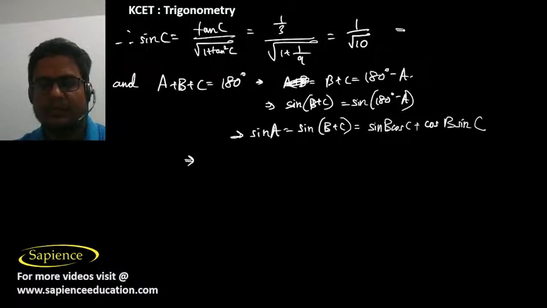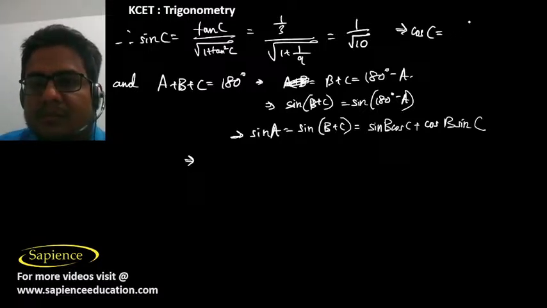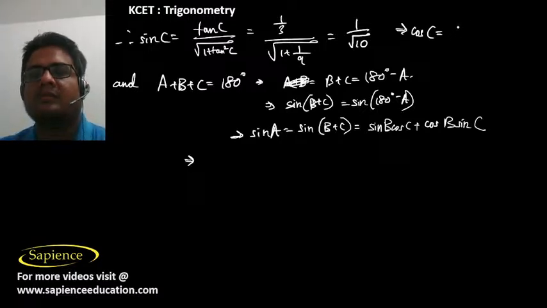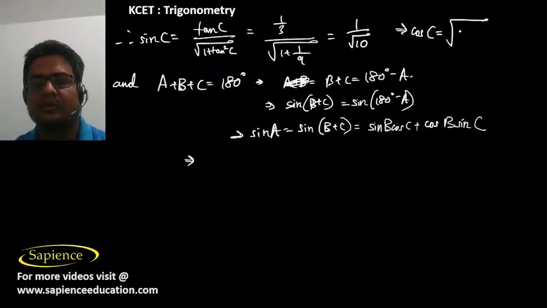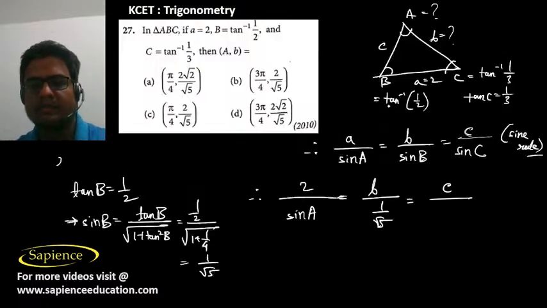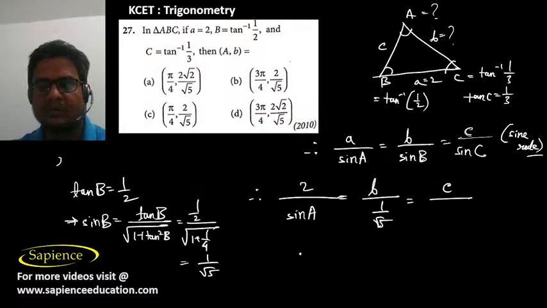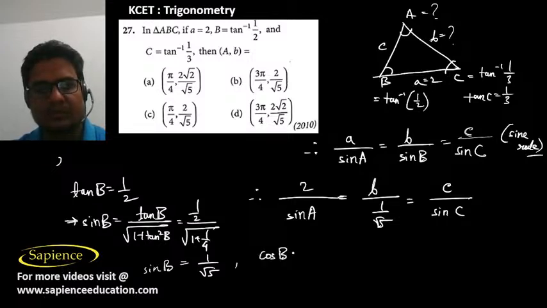Now from here we can also find cos C. Cos C will be equal to square root of 1 minus sine square C, which is 1 by 10. So it is 3 by root 10. And similarly, sine B is 1 by root 5. So from here we can find cos B also. Cos B will be equal to square root of 1 minus sine square B, that is 1 by 5, that is 2 by root 5.